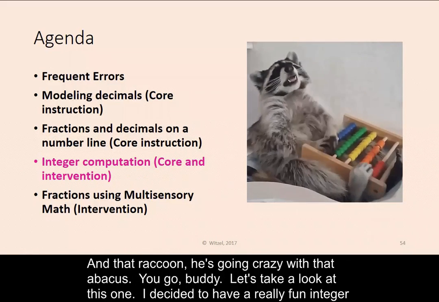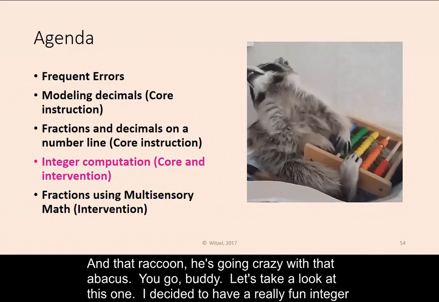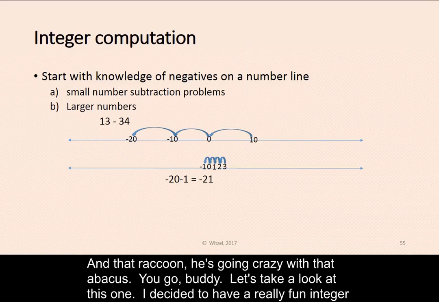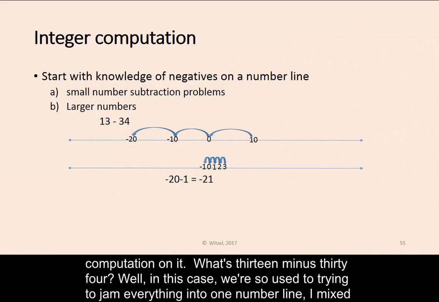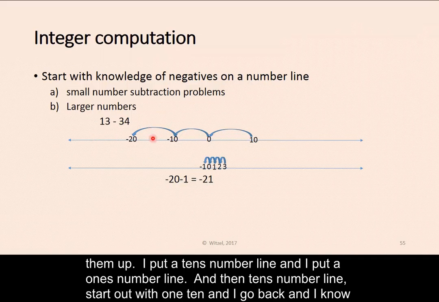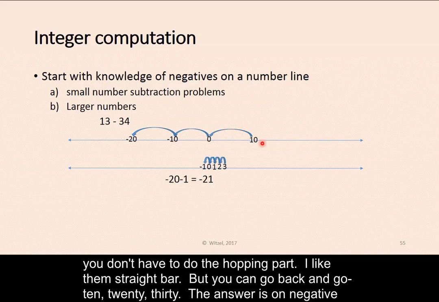Take a look at this one. I decided to have a really fun integer computation on it. What's 13 minus 34? Well, in this case, we're so used to trying to jam everything on the one number line, I mixed them up. I put a tens number line and I put a ones number line. And on the tens number line, start out with 10, and I go back, and I know you don't have to do the hopping part. I like them straight bar, but you can go back and go 10, 20, 30. The answer is negative 20.